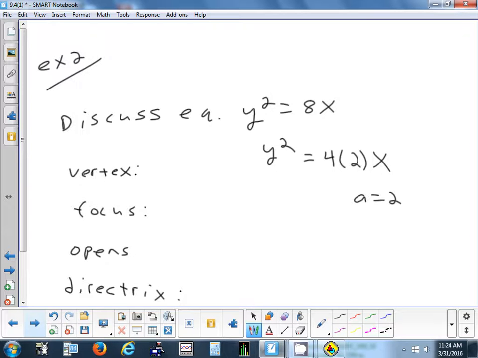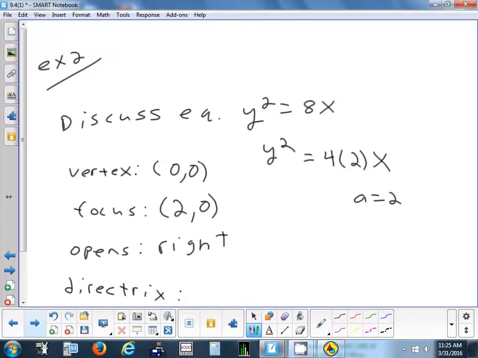And now just use our table. What's my vertex for this kind of equation? We haven't talked about shifting it yet, so the vertex is 0, 0. What's my focus? It's 2, 0. Which way does this parabola open? I know it opens right. Y is the variable that's squared, and the number here is positive. So just use your chart: when y is squared and the number is positive, it opens right.